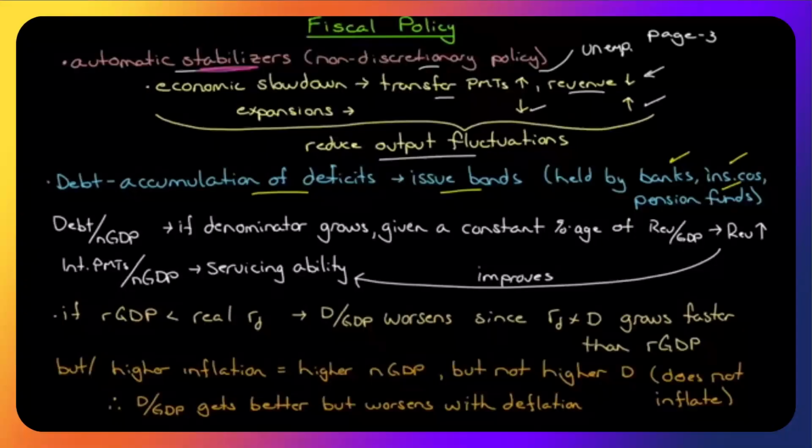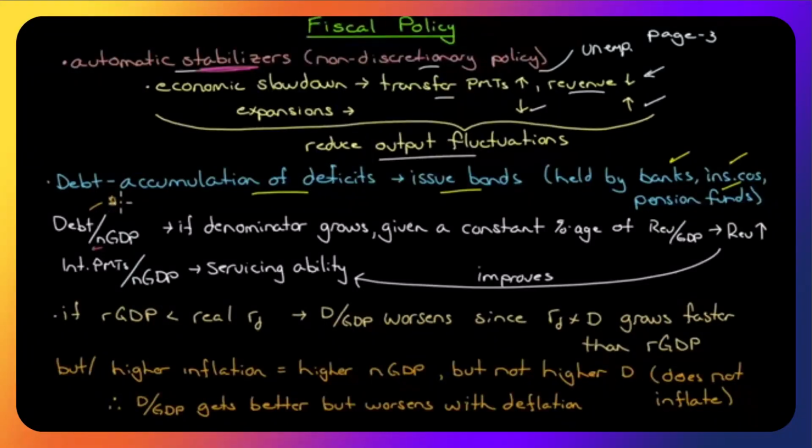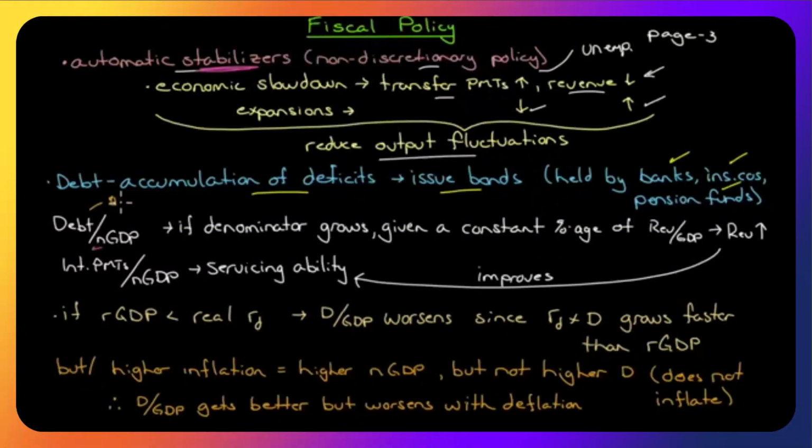Ratio, debt to GDP. Notice we're talking about nominal GDP here. A way to keep this straight is that debt is in dollars, or in whatever currency it is. It is a nominal number. If you owe $1,000, you owe $1,000. It's not a real number, it's a nominal number, so you must divide by a nominal number as well.